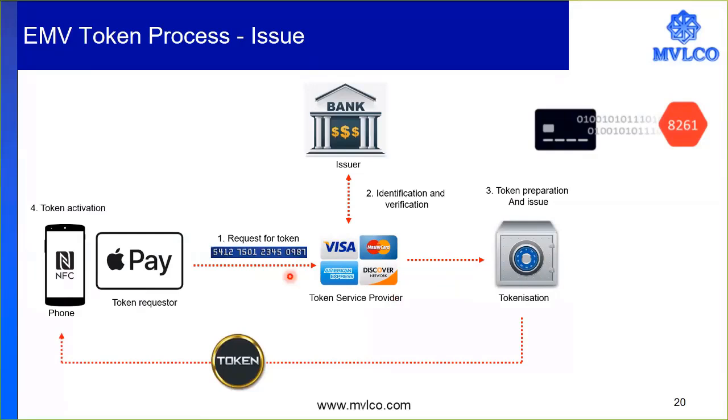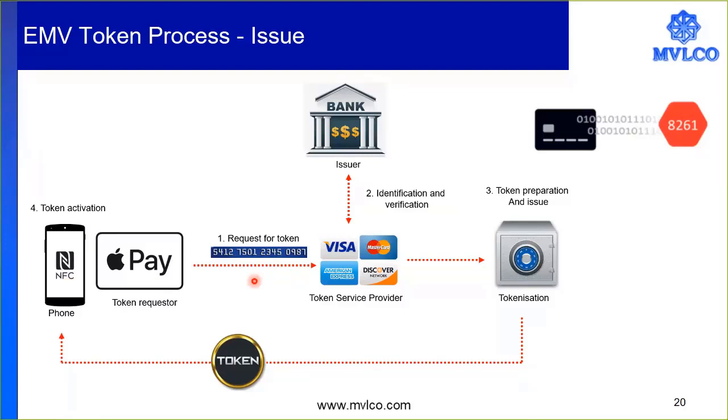And through the token service provider, through the token requester, the tokens would get loaded on the device, that is the NFC enabled phone. So that I would call token activation. Then essentially what I did at step number 3 was token preparation or token issuance, and then taking it to the end device is called token provisioning.